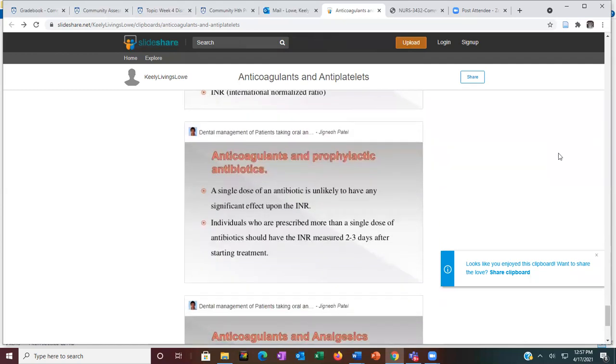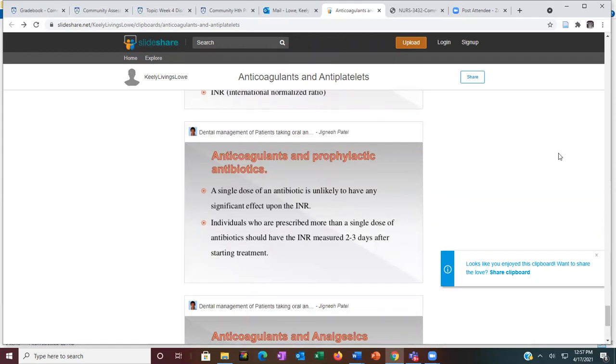Anticoagulants and prophylactic antibiotics. One of the things with anticoagulants, particularly Coumadin and warfarin, is that a lot of things interfere with them. Even with heparin, which I'm going to talk about in a minute, and 10A inhibitors, any of those anticoagulants can be affected by antibiotics, because they are metabolized in the liver and can interfere with clotting factors that are formed in the liver. That's where our clotting factors are made.